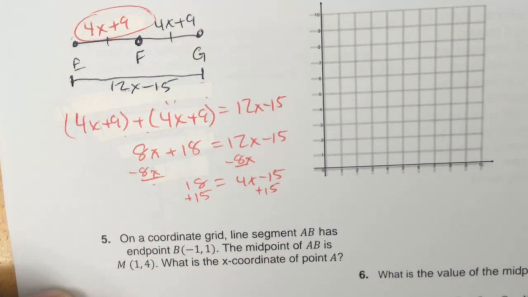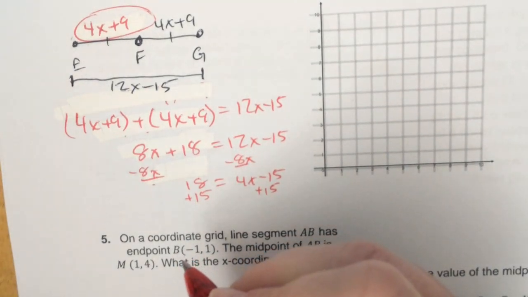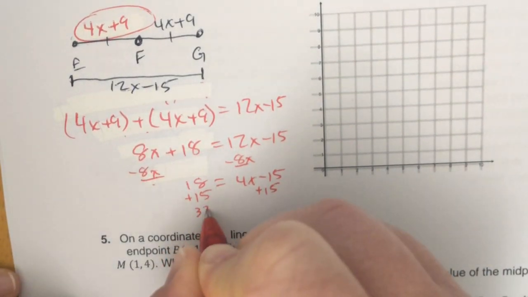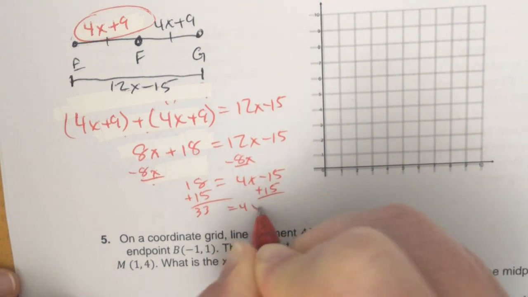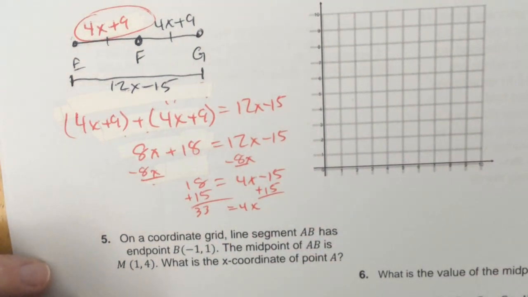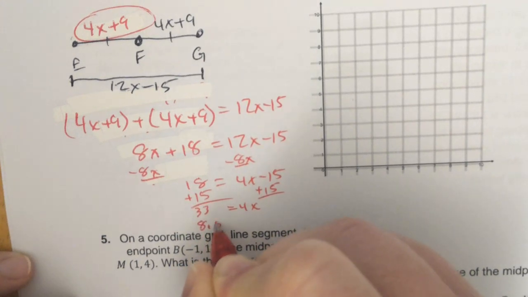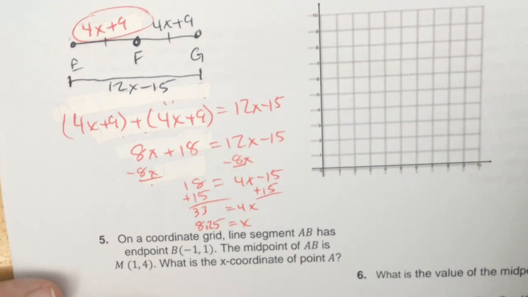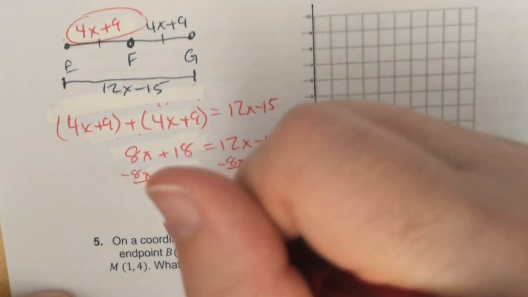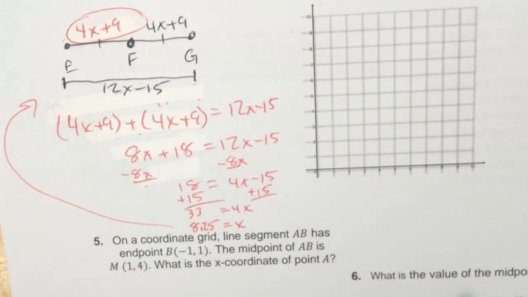So 18 plus 15, I get 33 equals 4x. I'm going to divide by 4. So 33 divided by 4, and I get 8.25 is equal to x. All right, so now that we have that, we're going to take that and plug it back into our picture to double check.